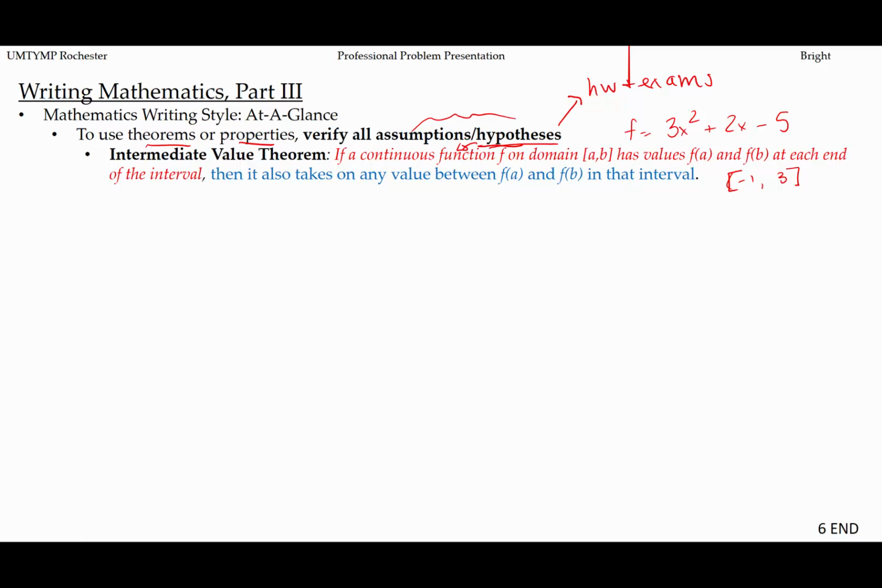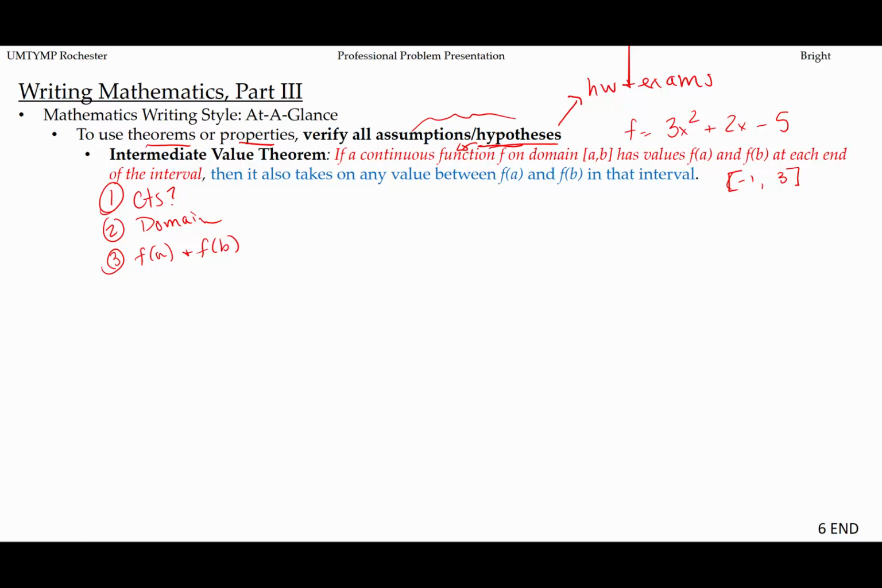If I read the red part carefully, it says if a continuous function. So the first thing I need to satisfy is whether it is continuous, and this is my abbreviation for continuous. Then it says on a domain, so I need to check the domain. And this is just me thinking in the background. This is not part of the formal writing yet. Then it says has values f of a and f of b at each end of the interval, so I need to find f of a and f of b. That's the end of the red part. In order for me to use the intermediate value theorem, I need to satisfy these three pieces.